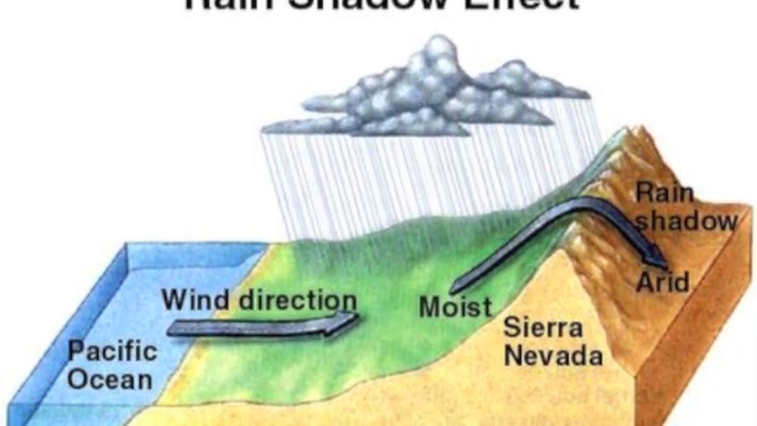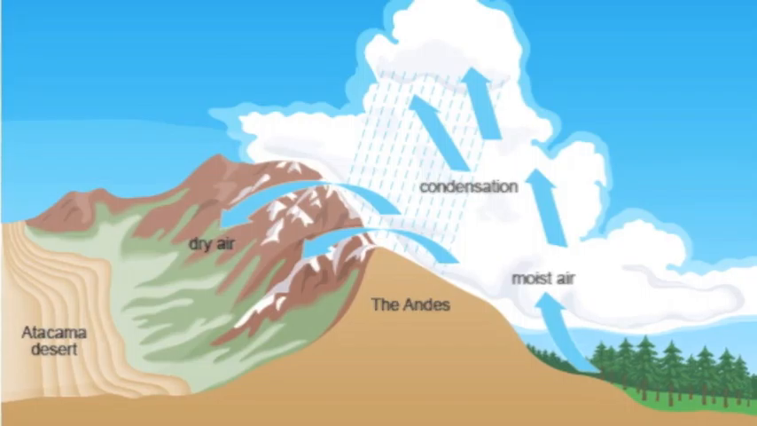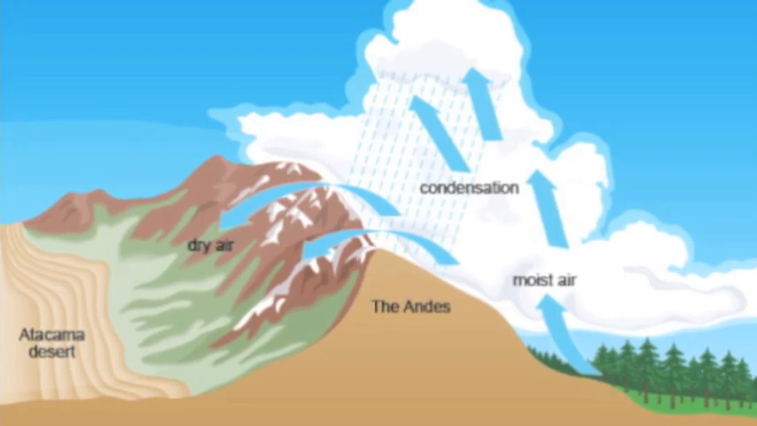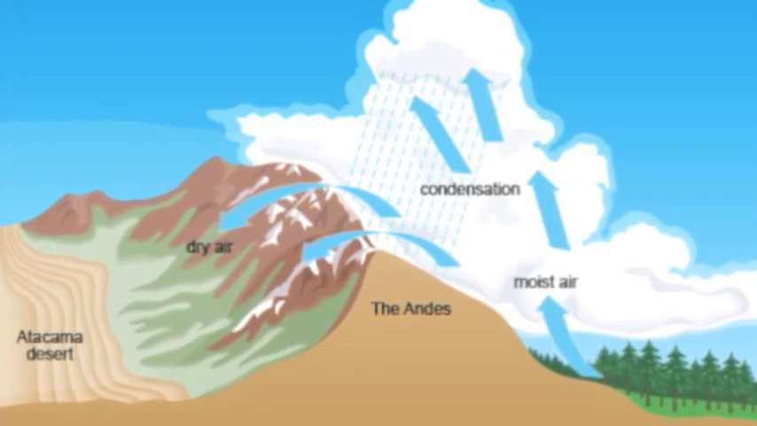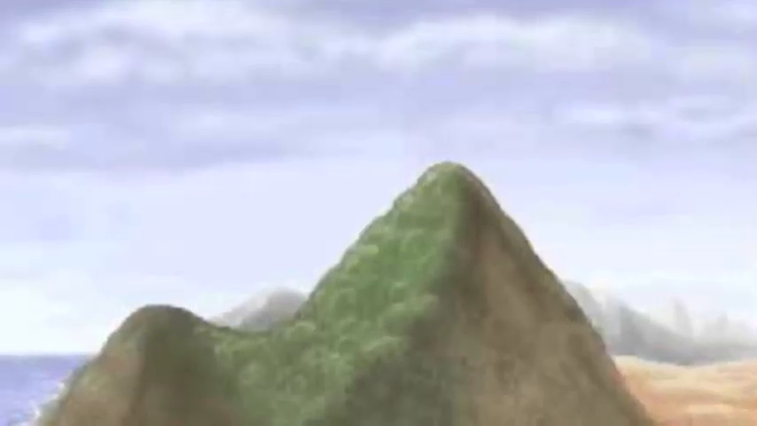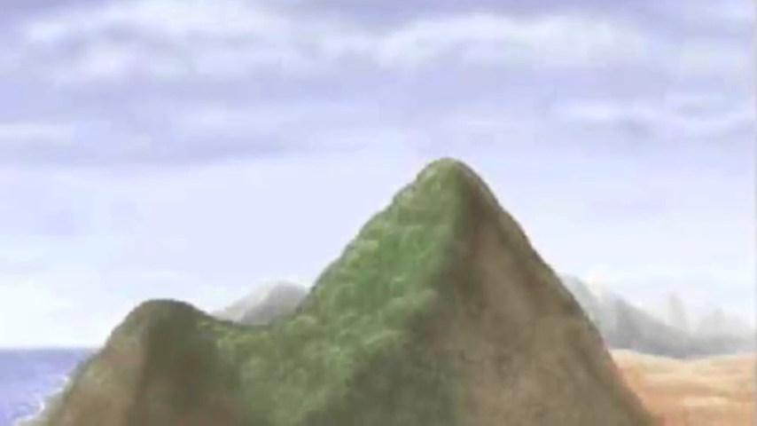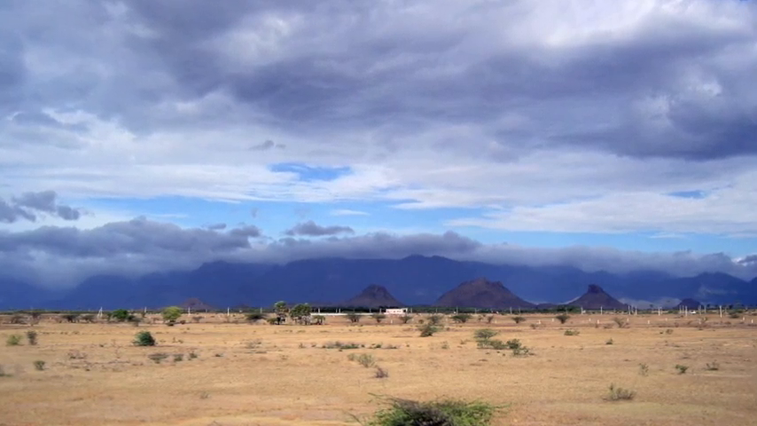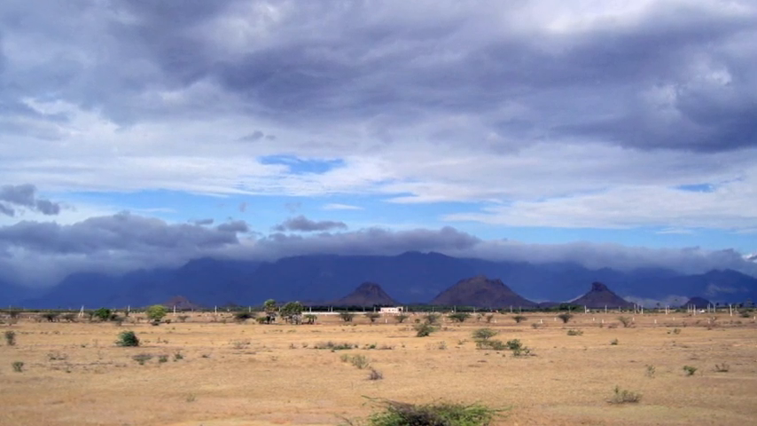As air moves up over a mountain range, it gets cold and loses the ability to hold moisture, so it rains or snows. When the air moves down the other side of the mountain, it gets warmer. Warm air can hold lots of moisture, so it doesn't rain as much, and a desert is formed.